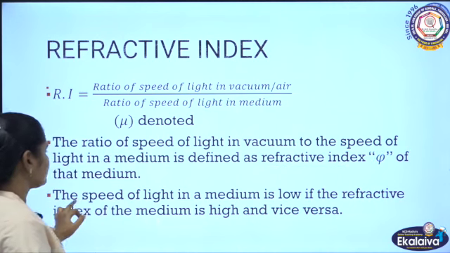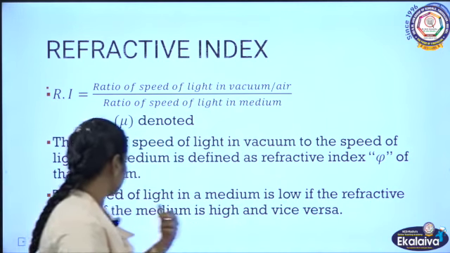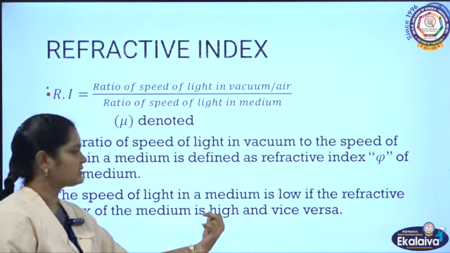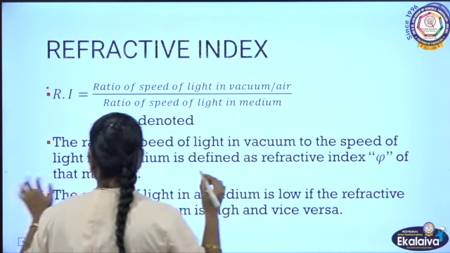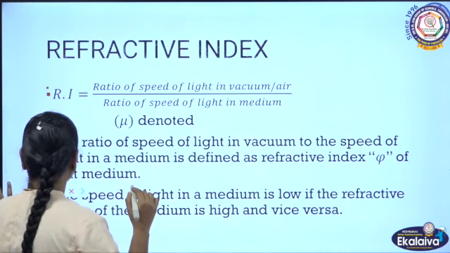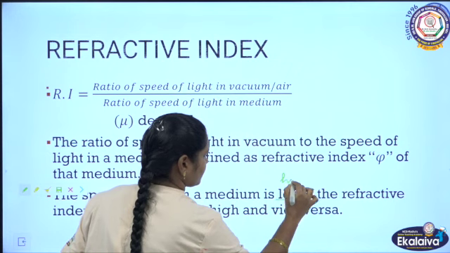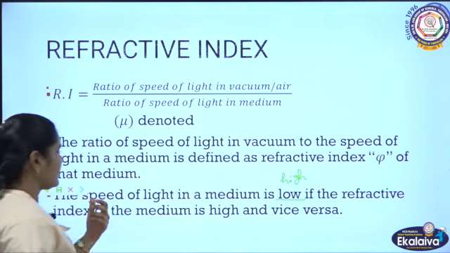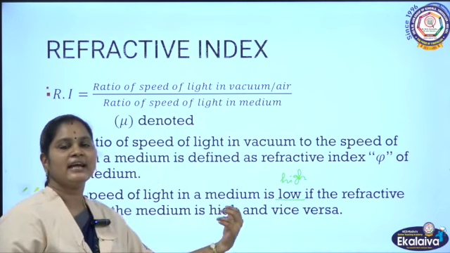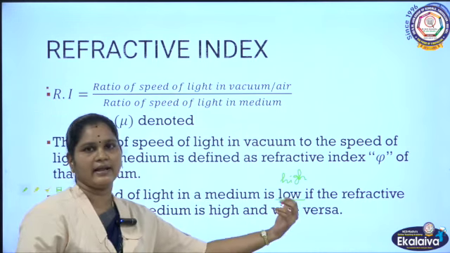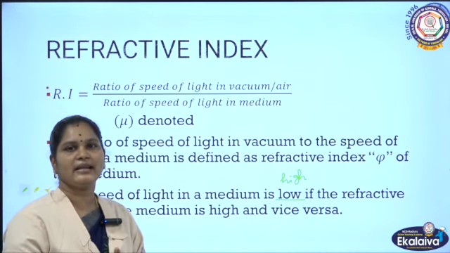The point is, when the speed of light in a medium is low, the refractive index of the medium is high. Similarly, when the speed of light in a medium is high, the refractive index of the medium is low. So the velocity of light fully depends upon the refractive index of the medium.